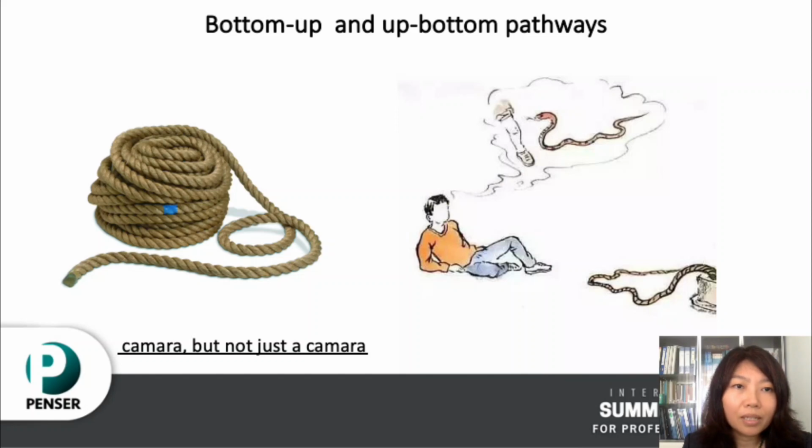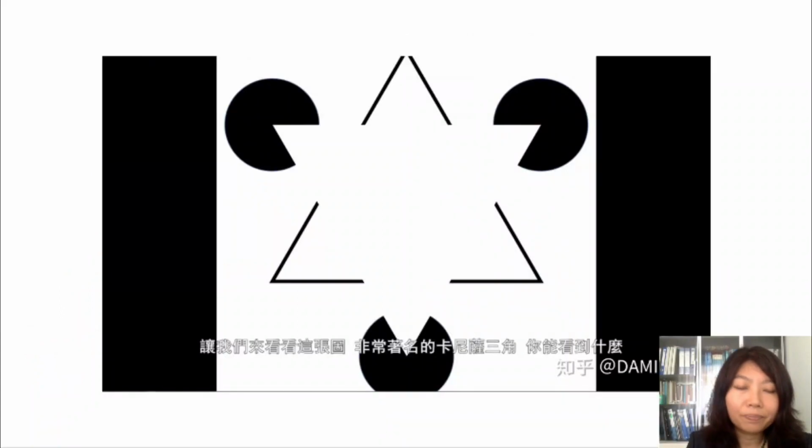Bottom-up is like taking pictures: what is there, we see. And the top-down pathway is like, for example, this is a rope. In the bottom-up pathway we see a rope, but in the top-down pathway, if the person has been bitten by a snake, he may think the wire rope is a snake.